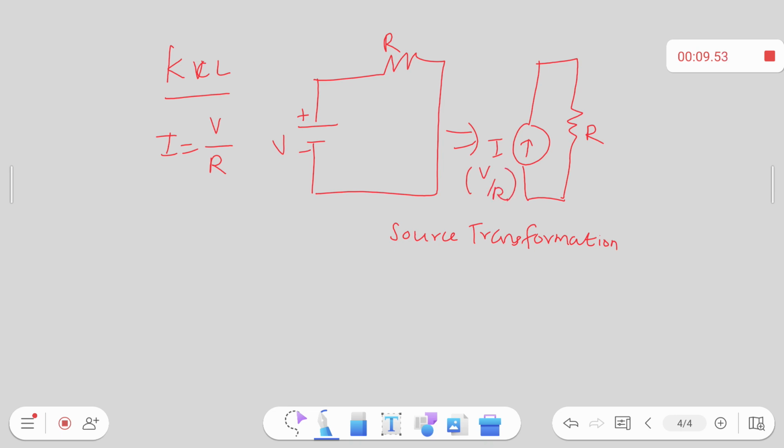Likewise, mesh analysis can be used even for calculating nodal analysis. So there are two things, one is mesh, another one is node analysis. Vice versa, you can convert node to mesh or mesh to node using the V equal to Ri concept.